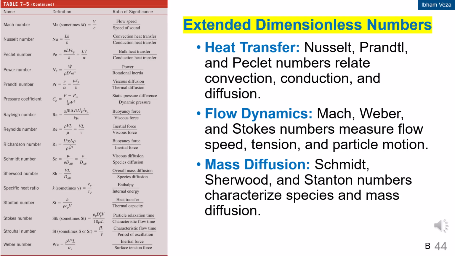Extended dimensionless numbers. Besides the commonly used numbers, there are many other dimensionless numbers applied in heat transfer, flow dynamics, and mass diffusion. Numbers such as Nusselt, Prandtl, and Peclet link convection, conduction, and diffusion. Mach, Weber, and Stokes are related to flow speed, surface tension, and particle motion. Schmidt, Sherwood, and Stanton are used to analyze mass transfer. This variety shows how wide the application of dimensionless concepts is in engineering.